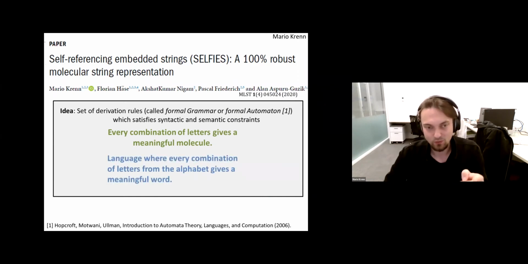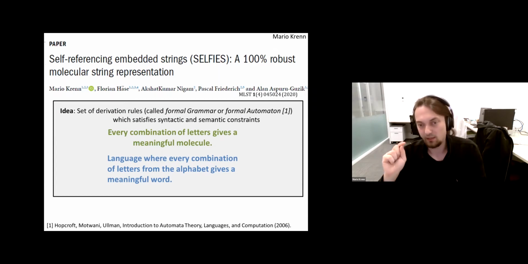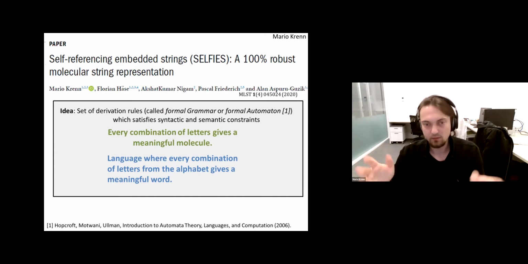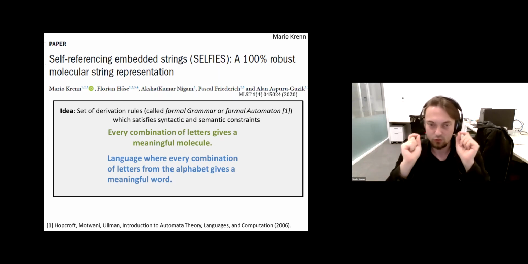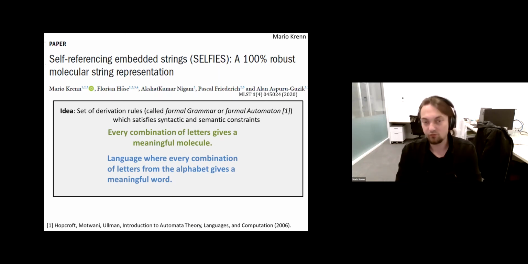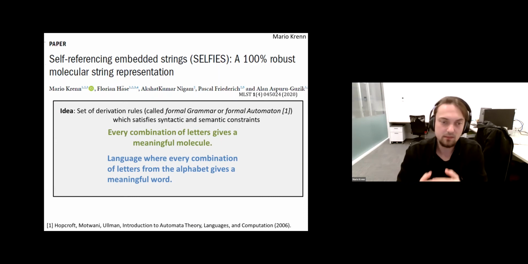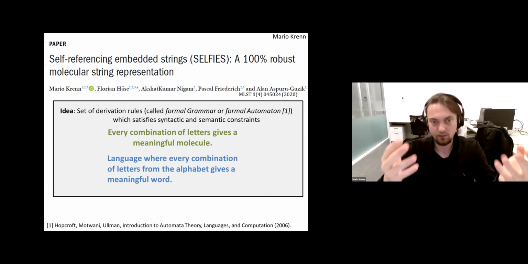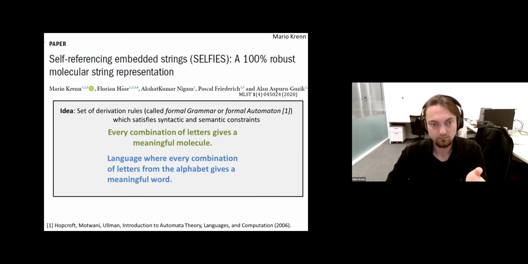If you think about natural languages, this would be a language where every combination of letters in the alphabet gives a meaningful word. Let's think about the English language, alphabet from A to Z. Every combination of letters should give a meaningful word. That is definitely not the case in English, but this is what SELFIES is in the chemical domain.